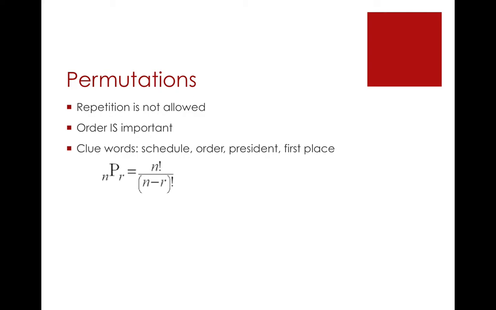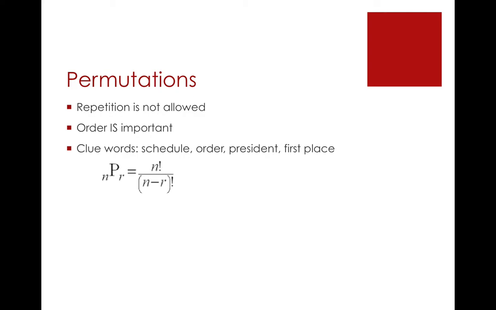There are some clue words. You might not always see them, but if you do see them, it's safe to assume we're in a permutation. These clue words are schedule, order, president, first place, or really any title that we give somebody. Chairman of a committee, any title that makes someone have more responsibility.